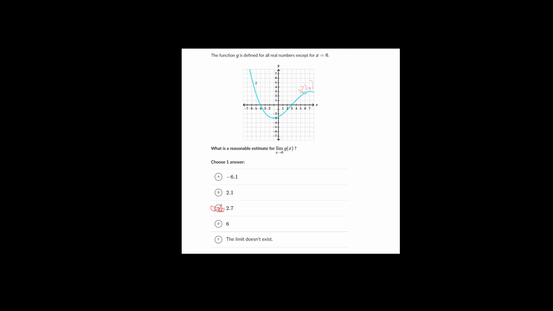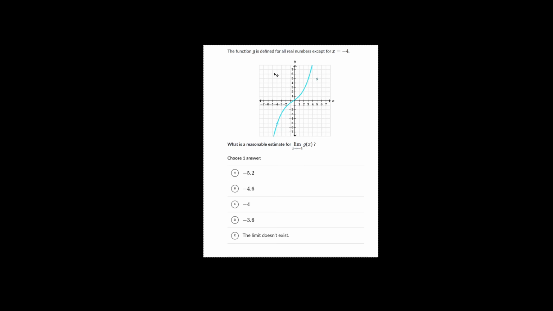And then lastly, what is the limit of this function, which is defined for all real numbers except x equals -4, as x approaches -4? Well, we can clearly see it approaches about -5.2. Yeah, so that's our answer.